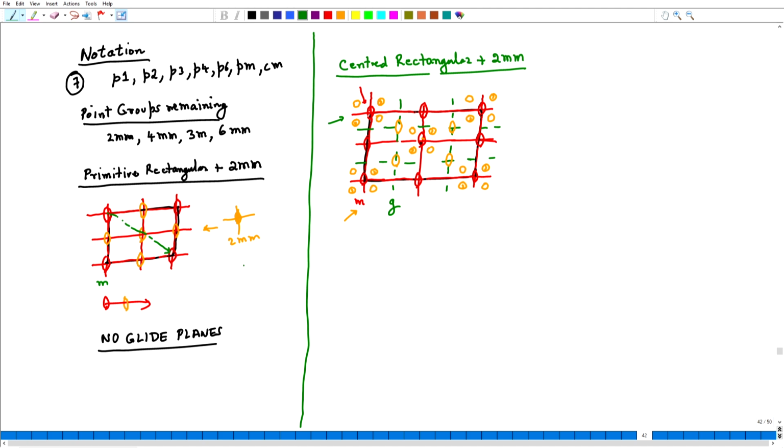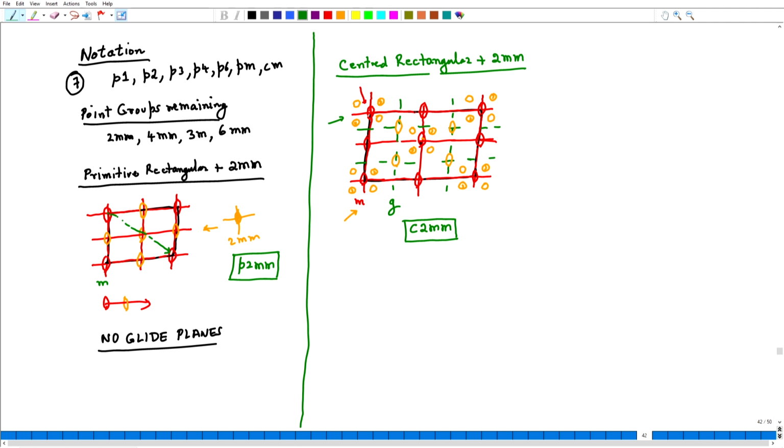And continuing with our notation, the primitive rectangular added 2 mm would now be called as, the plane group would be called as P2 mm. Centered rectangular adding 2 mm would be called as C2 mm. Pretty straightforward notation that is used, and again just this notation is enough to take care of everything. The notation itself will tell us that we are in the rectangular crystal system.